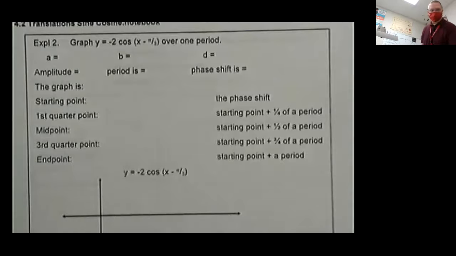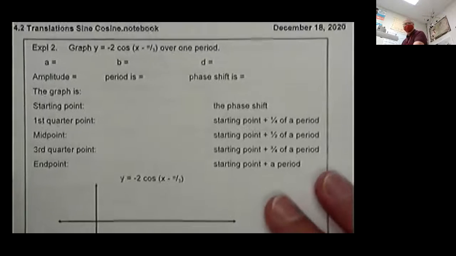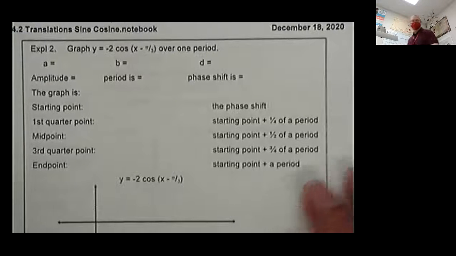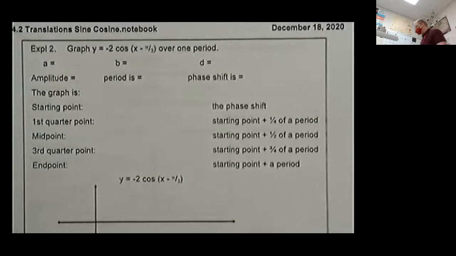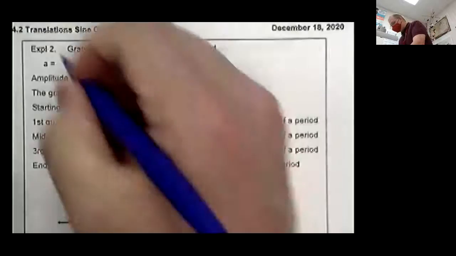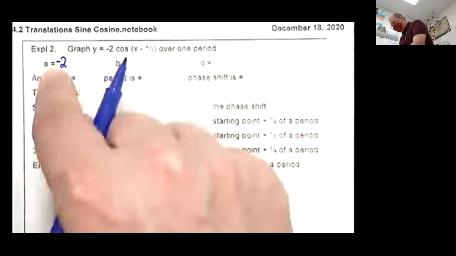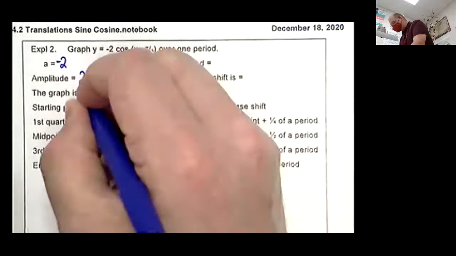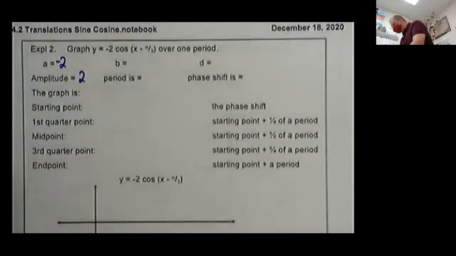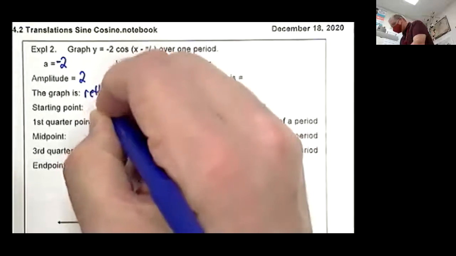Let's look at example 2. Example 2 is a graph of y equals negative 2 cosine x minus pi thirds. We're going to graph this over one period. Again, the first thing we want to do is establish our parameters. The amplitude is 2, or a is negative 2. The a value, the number itself. Amplitude is 2. The graph is reflected because we're negative.